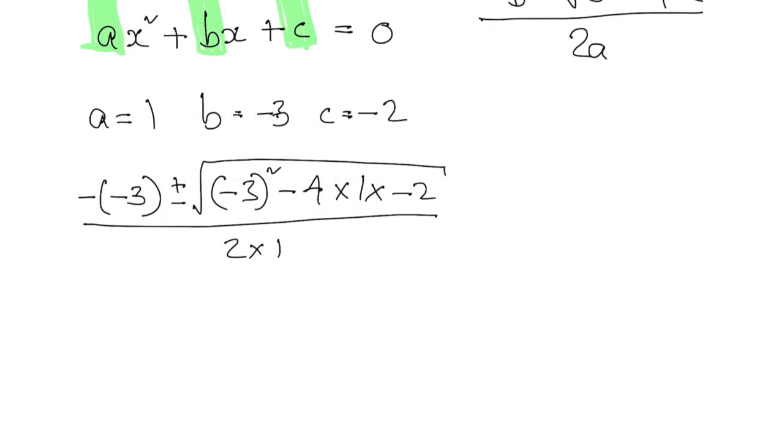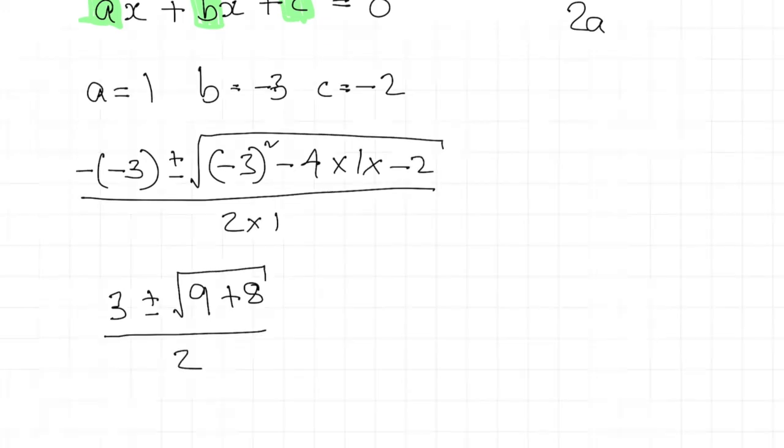Take it, tidy it up. On the top line we'll have minus negative 3 gives you positive 3. Plus or minus, negative 3 squared gives you a value of 9. Minus 4 times 1 times negative 2, that gives you a value of positive 8. So that's all underneath the square root sign. All divided by 2 times 1, which is going to be a value of 2.